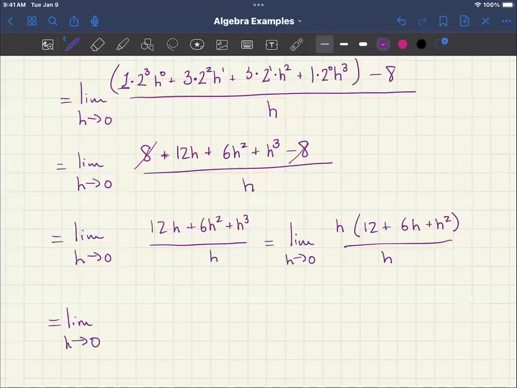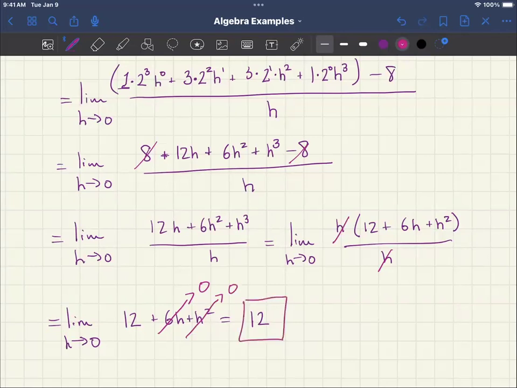Now that that is out, we can actually cancel it. We have an h on the numerator and an h on the denominator, so those disappear. We are left with 12 plus 6h plus h squared. And let's go back now that we don't have a 0 in the denominator. We're going to plug in 0 for h. When we do that, notice our 6 times h goes to 0 and our h squared goes to 0. So we are left with the number 12, which is our solution for this limit.